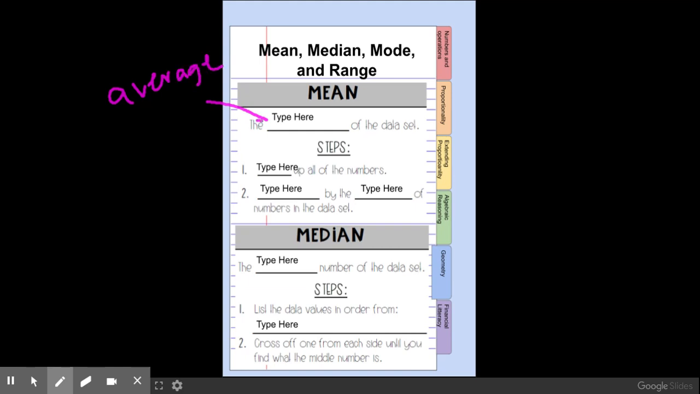So a lot of times, I know with your CDBs and things like that, we'll say the average score was, and whatever it was, we're talking about the mean. It's the mean score. So to find the mean, you are going to add up all of the numbers. So you're going to add all of the numbers you have together. Then you are going to divide by the amount of numbers in the data set.